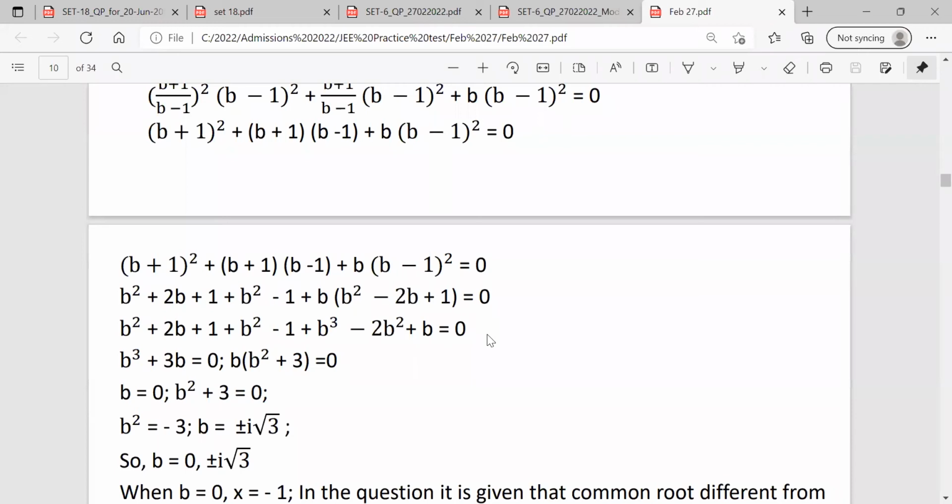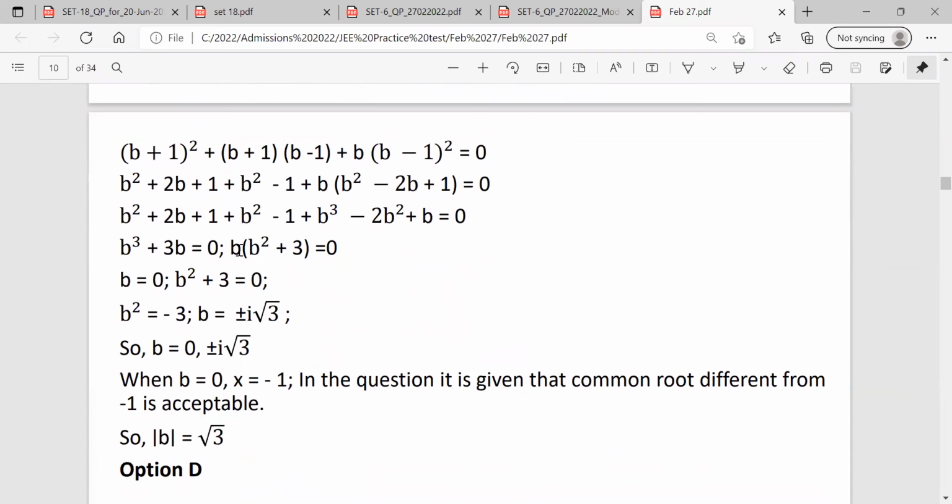After cancelling out all the terms, I have this equation: b cube plus 3b equals 0. From this, I can take b as common. Once I cancel this term, it becomes b multiplied by (b square plus 3) equals 0. So I can write this as b equals 0 or b square plus 3 equals 0.